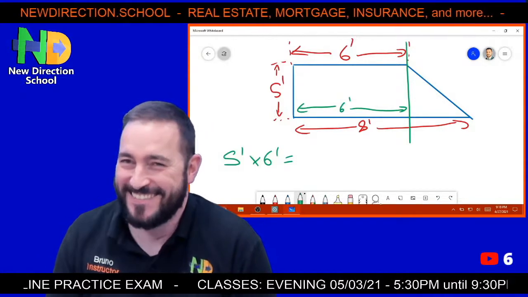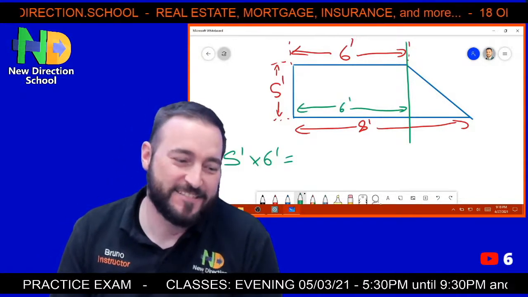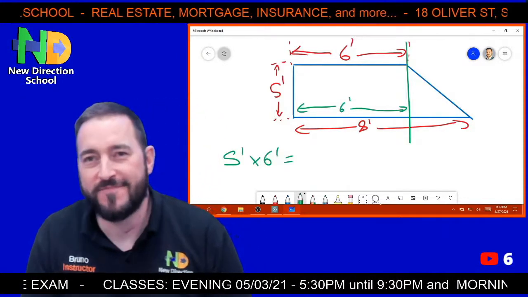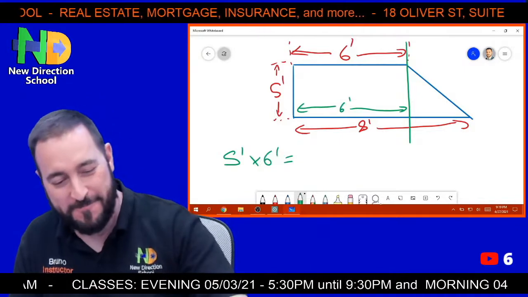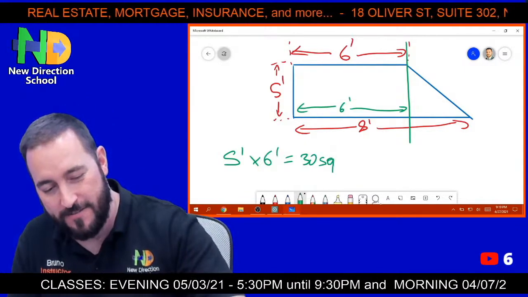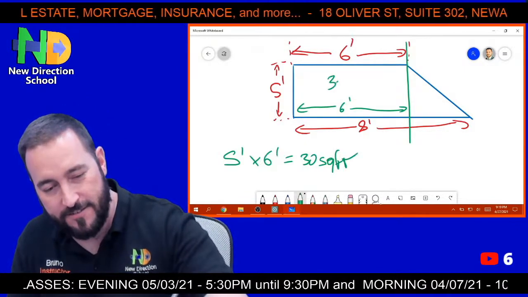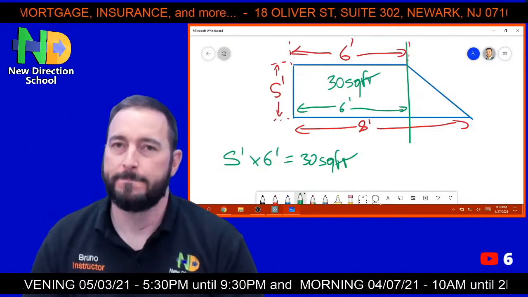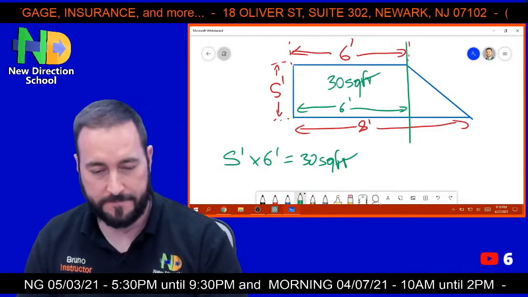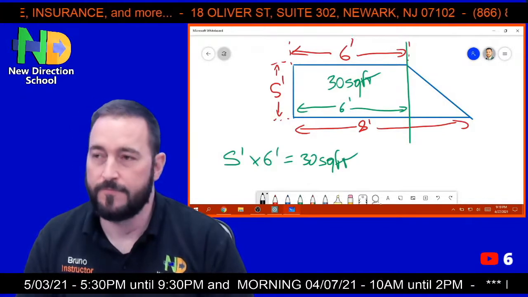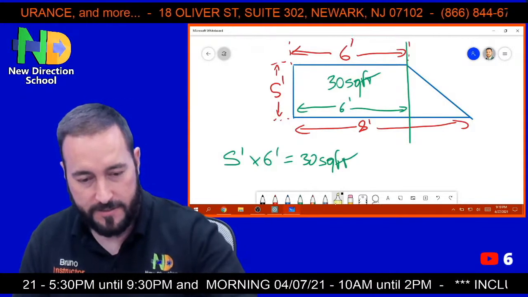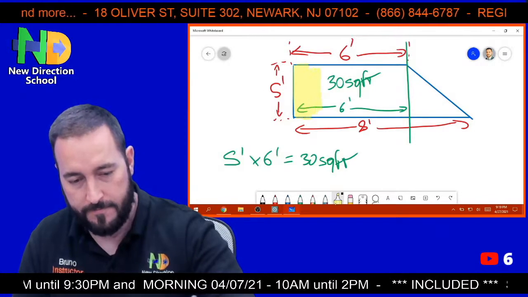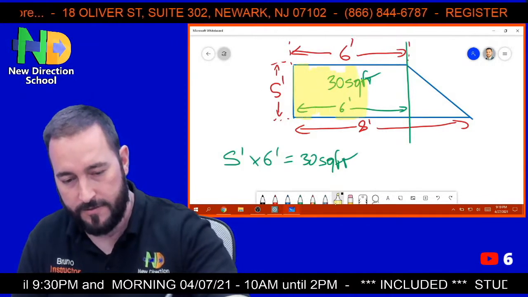Calculators? Just want to make sure because somebody gave me 240 before. So 30 square feet. 30 square feet. Next, what do we have? So we already figured this out of the way, right? 30 square feet.